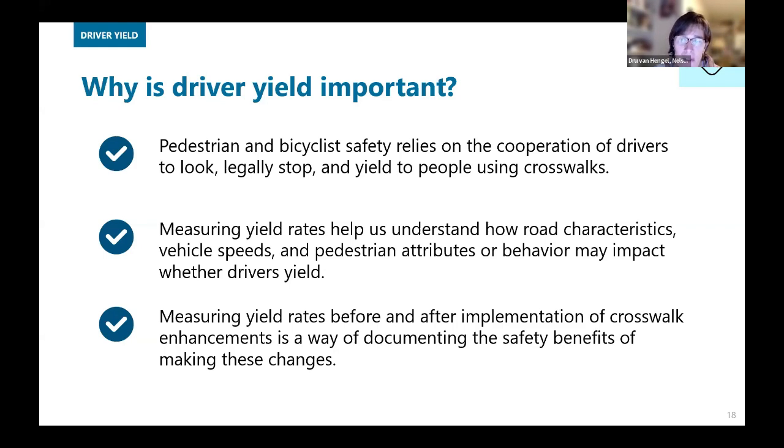This metric was chosen as important for documenting safety because pedestrian and bicyclist safety relies on the cooperation of drivers to look, legally stop, and yield to people using crosswalks. Measuring yield rates helps us understand how roadway characteristics, vehicle speeds, and pedestrian attributes or behavior may impact whether drivers yield at all. And finally, measuring yield rates before and after implementation of crosswalk enhancements is a way of documenting the safety benefits of making those changes.